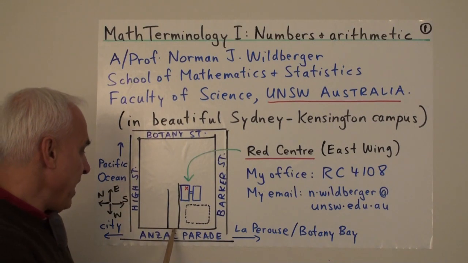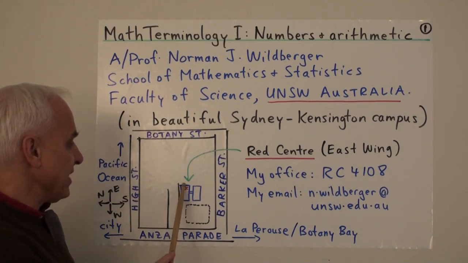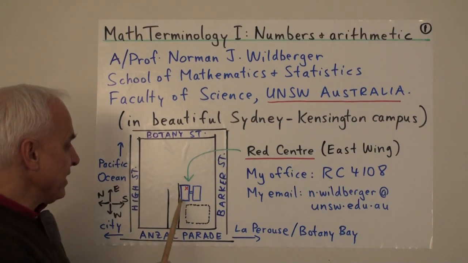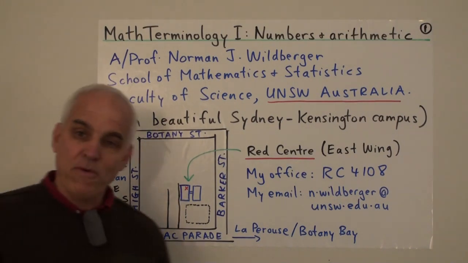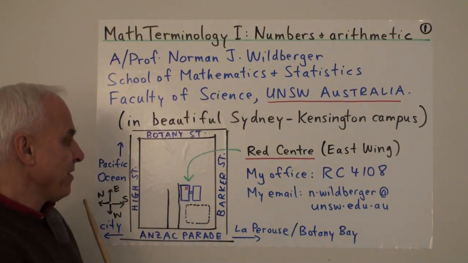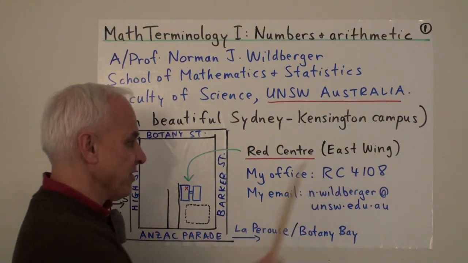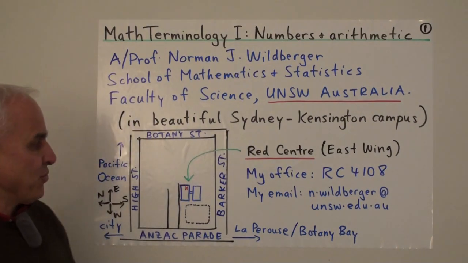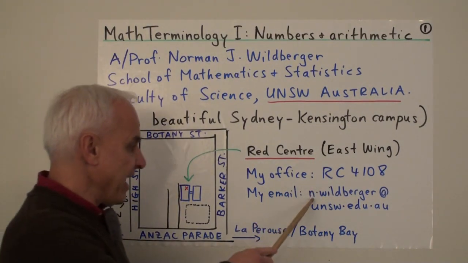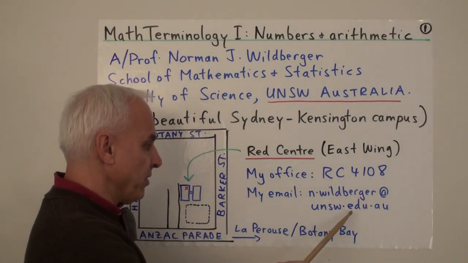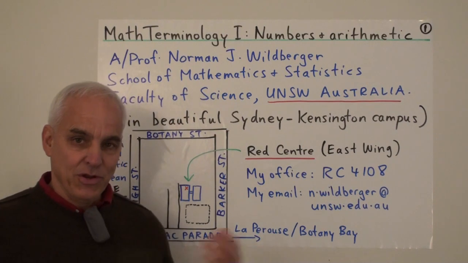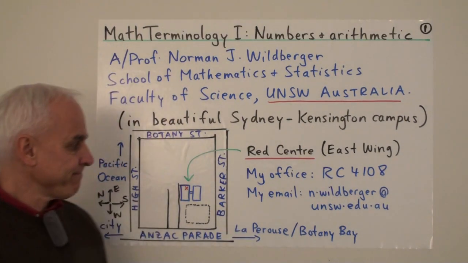So here along the main walkway into the campus on the right-hand side, just after you go past the playing field, is the Red Center, which is the home of the School of Mathematics and Statistics. And I'm in the East Wing, and my office is RC 4108, and you can drop by anytime and say hello if you like. And my email is n.wildberger@unsw.edu.au, but you can also ask questions or leave comments with these videos.